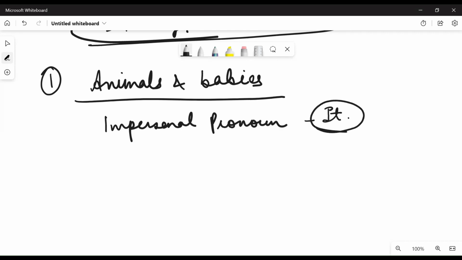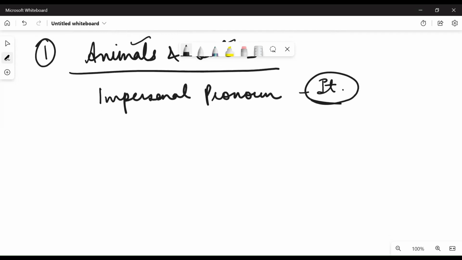It is used in place of any personal pronoun. जब भी हम एनिमल्स और बेबीज की बात करेंगे तो हम इट का यूज करते हैं. But if we clearly wish to refer to the gender, then of course we can use personal pronouns like he, she, her, his, whatever.